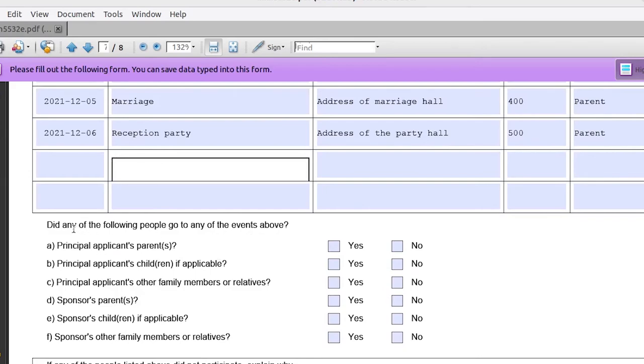So did any of the following people go to any of the events above? Principal applicant's parents, yes. Principal applicant's child, no, we don't have any children. Principal applicant's other family members and relatives, yes. How can you forget about your relatives in your marriage? You know, particular Indian marriage. And sponsor's parents, yes. Sponsor's children, we don't have any child. Sponsor's other family members, yes.